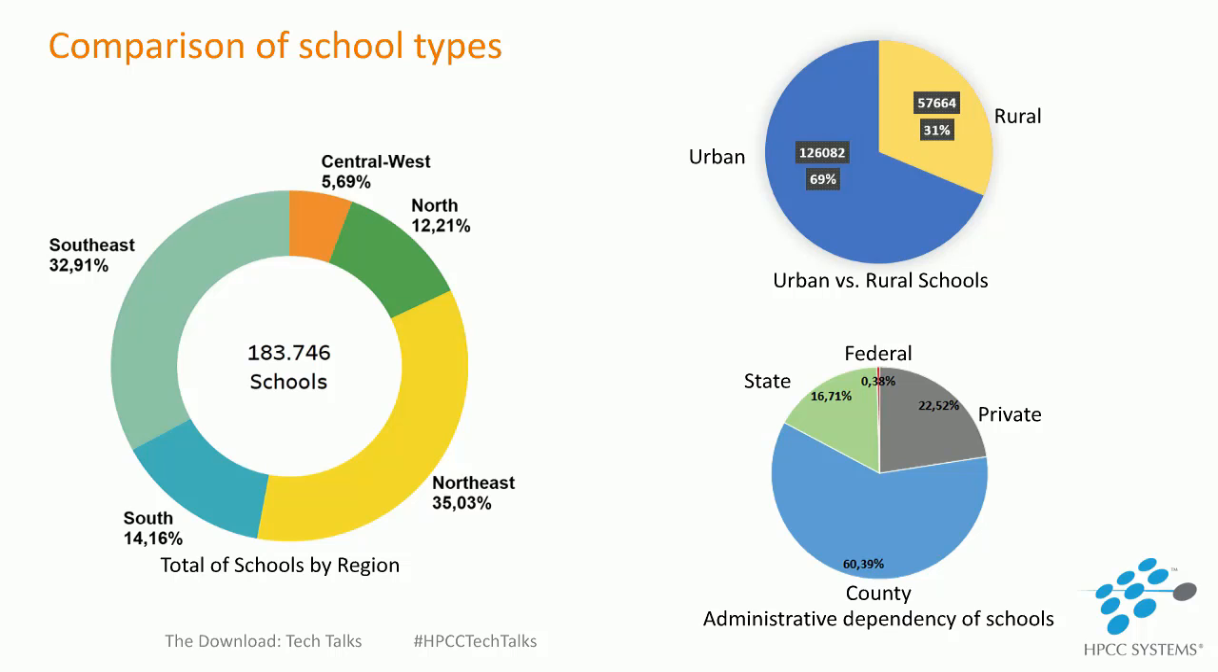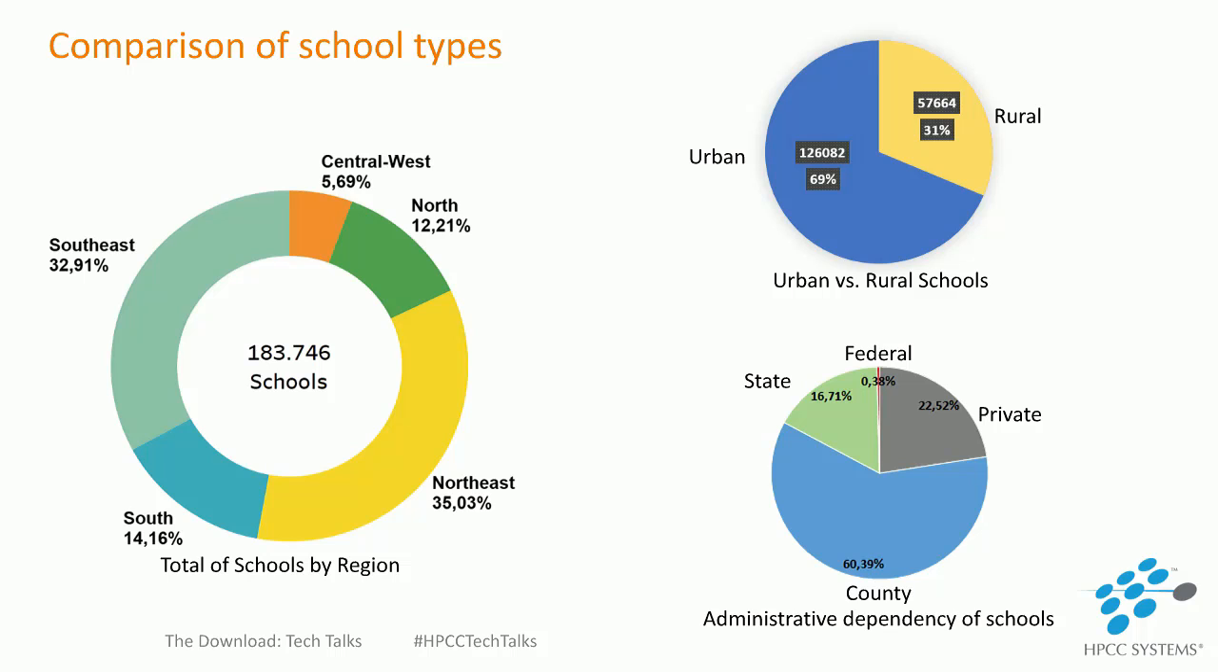I also would like to compare the rural schools versus the urban schools. We have like 31% of schools located in rural areas against 69% of schools located in urban areas. And this is where we can see some crucial points of lack of infrastructure in schools. In this research, we can see that around 24,000 schools were closed.